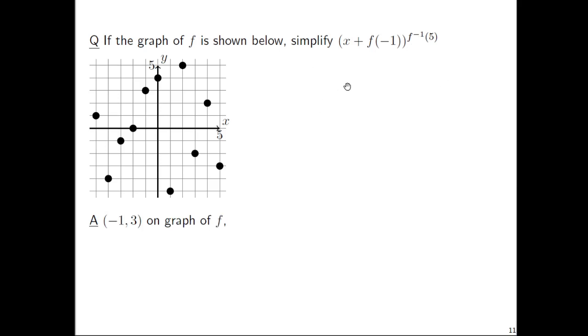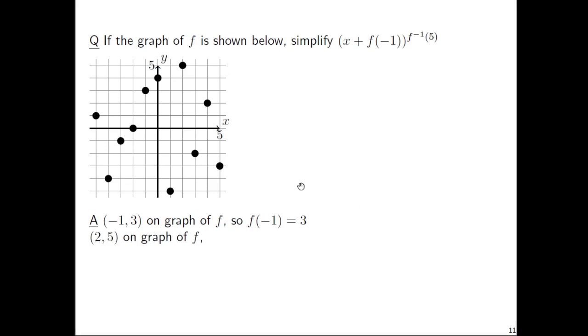So first of all, there's a point you'll see here, (-1, 3) on the graph of f. That's this point right there. And because of the point (-1, 3), f(-1) is equal to positive 3. So this point translates to this information that f(-1) = 3. Why did we compute this? Because in a moment, this f(-1) that we see right here is going to get replaced with a 3.